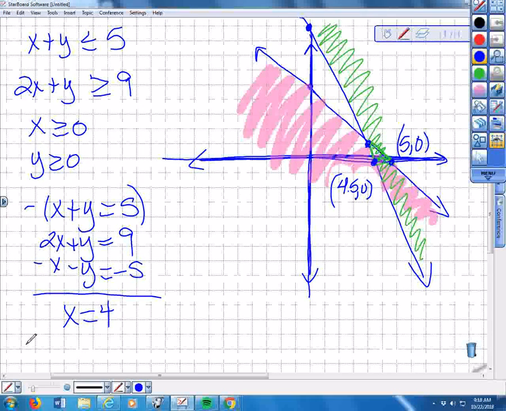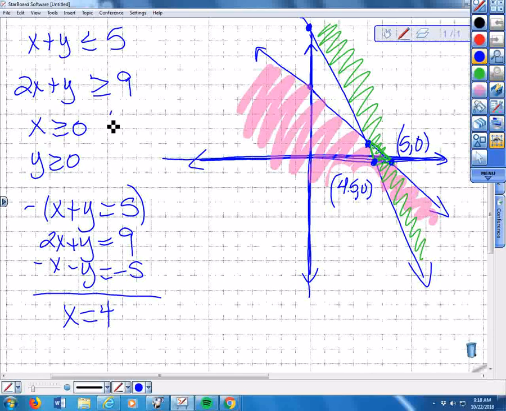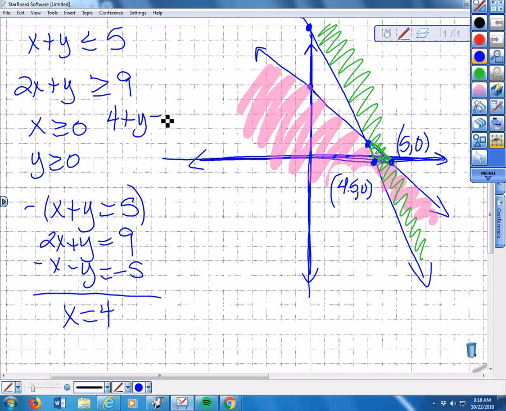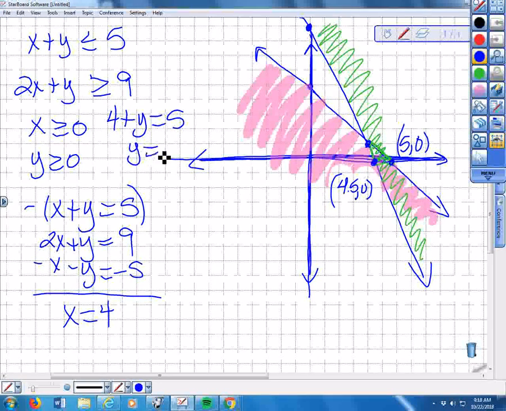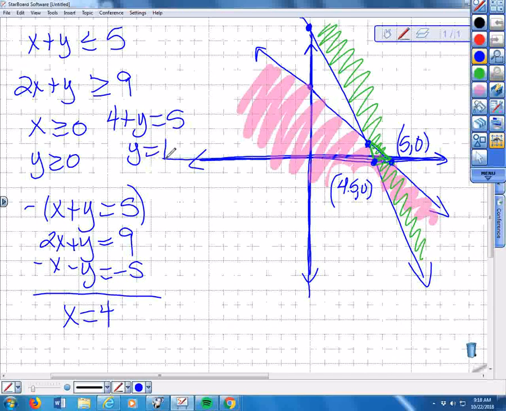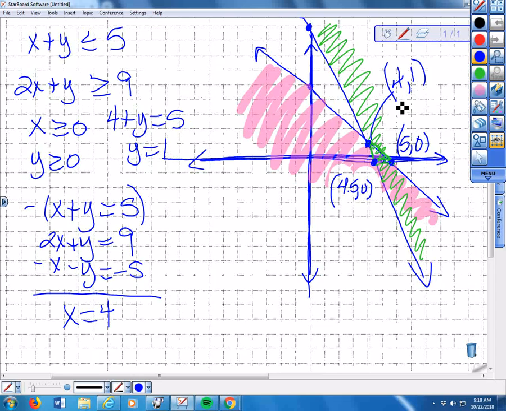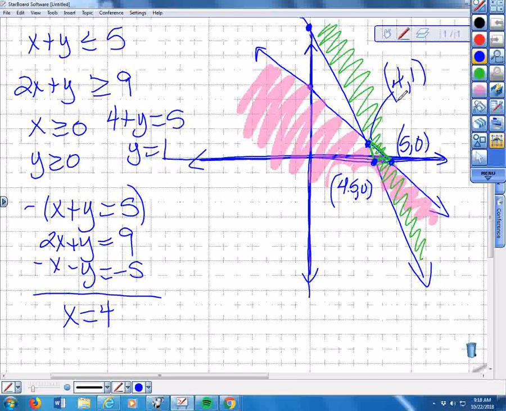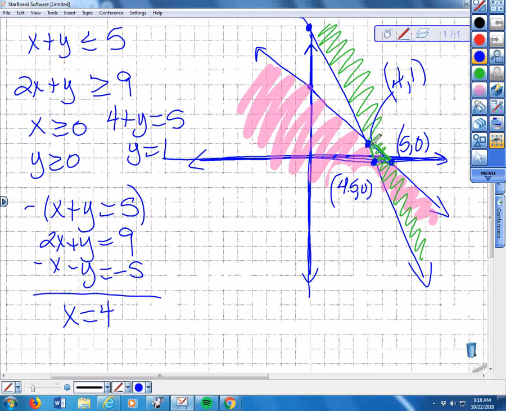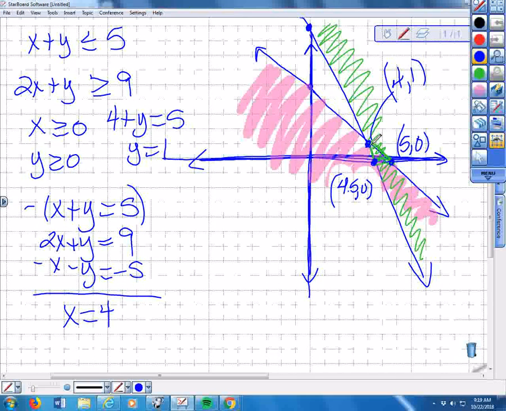Now I'm going to plug that back into either one of these. So I have 4 plus y equals 5. So y equals 1. So this point is 4, 1. I just used two equations, two unknowns. Because this is the solution to that system of two lines, right? We learned that in chapter 3, whatever chapter we're on.